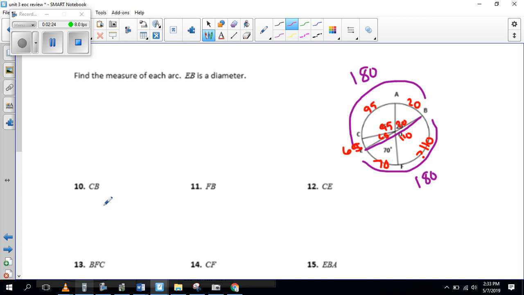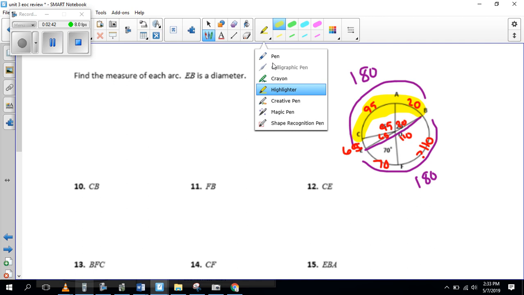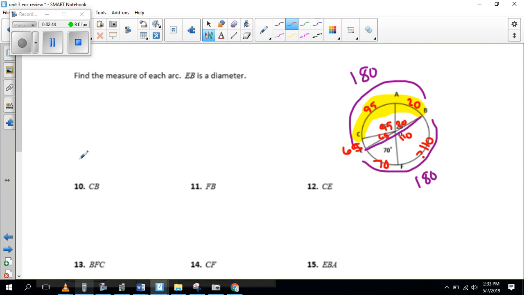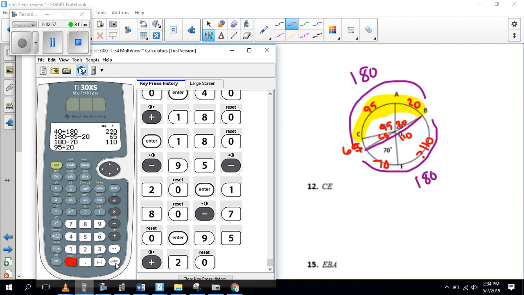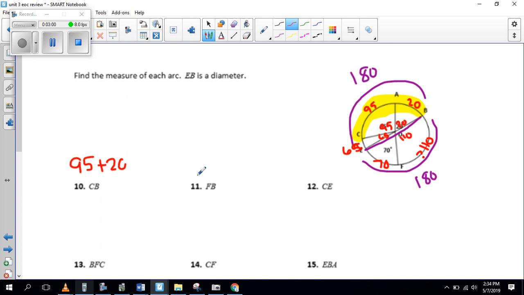So CB, from C to B. All I'm going to do is just highlight, and you can do whatever you choose on the test. From C to B, it tells me the numbers I'm going to use. When you highlight it, it lets you see it. So you'll have 95 plus 20. Everybody sees that? I'm not going to do all of these, but I do want to do some of them. So you do 95 plus 20, and we should get 115.